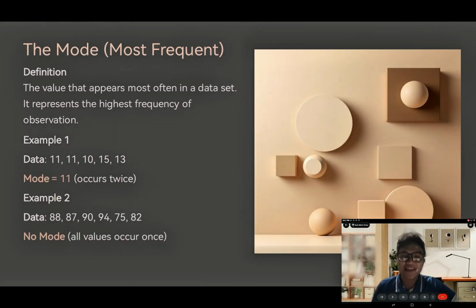In this slide, we will talk about the mode. The mode is the most commonly appearing number in a given set of data. For this slide, we have 5 numbers, and 11 appears the most in the given set. That's why the mode in this given set of data is number 11.